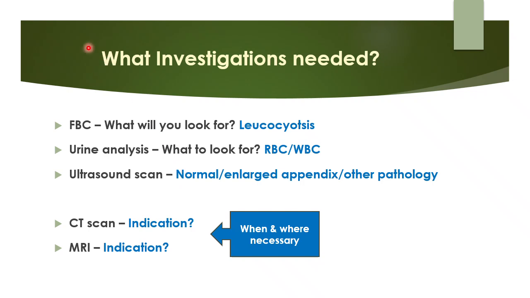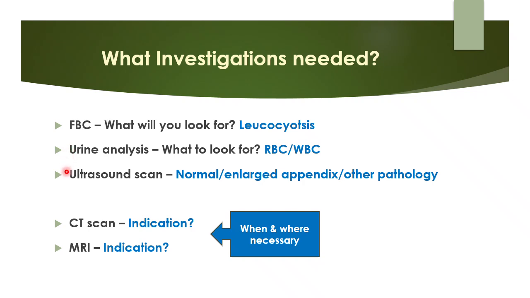Okay, what are the investigations needed for this patient? First of all, a full blood count, and you will look for leukocytosis. Urine analysis, you look for RBC and WBC. RBC to suggest hematuria and WBC to suggest infection.